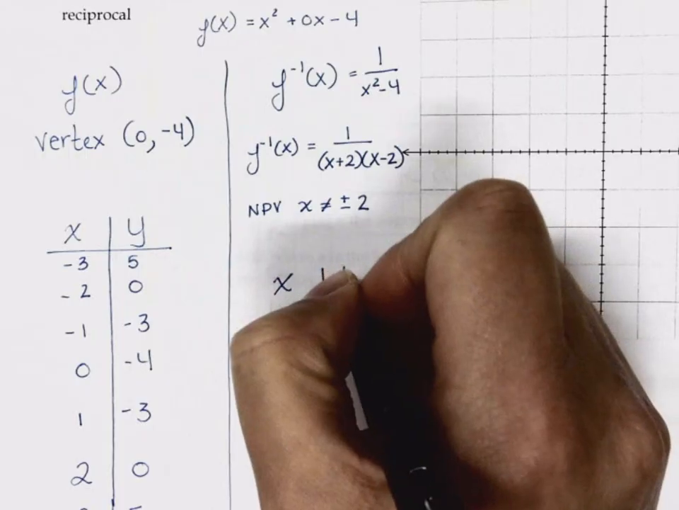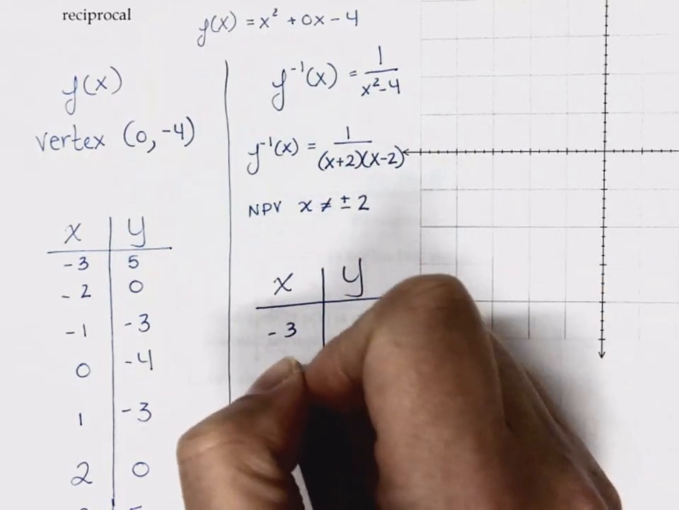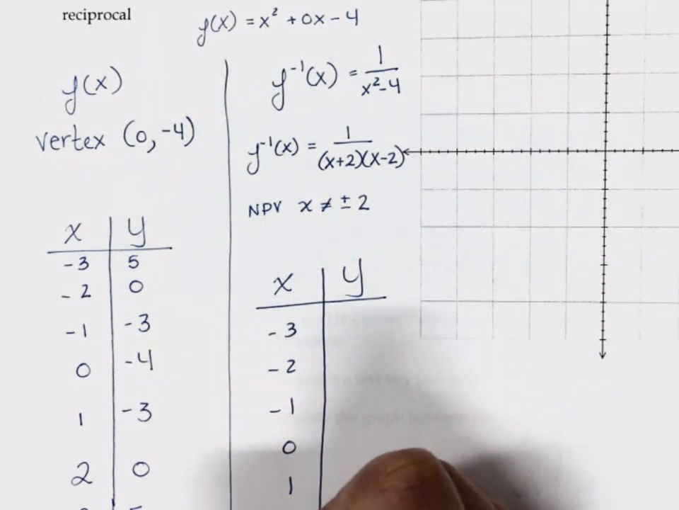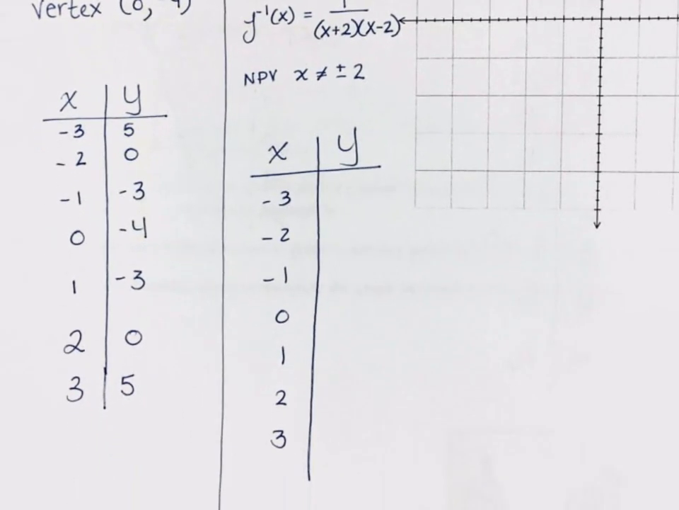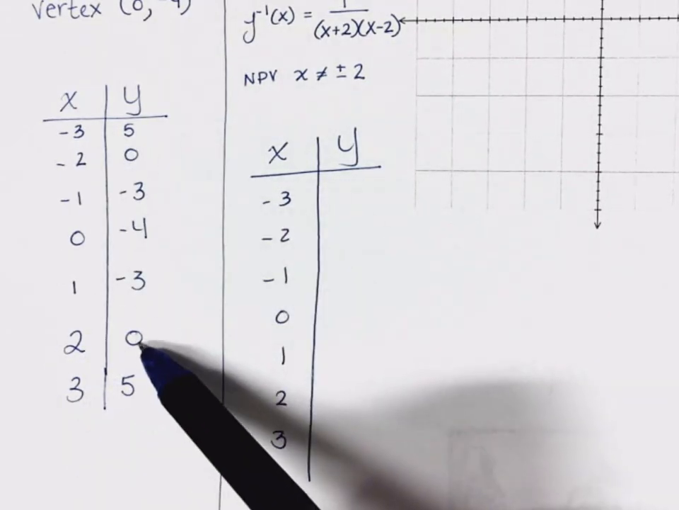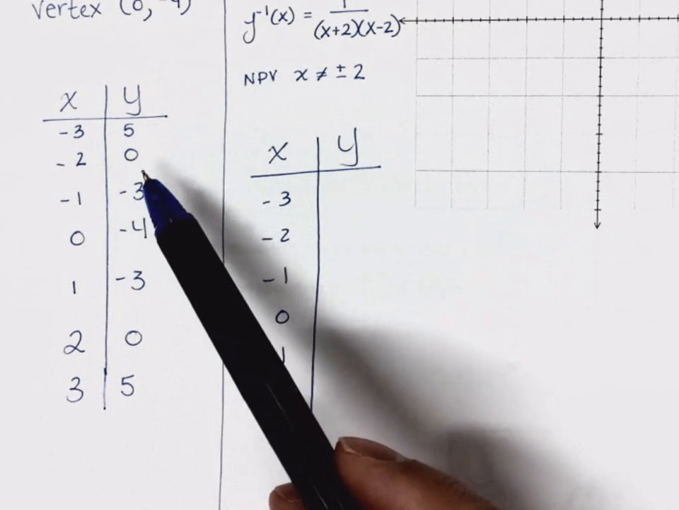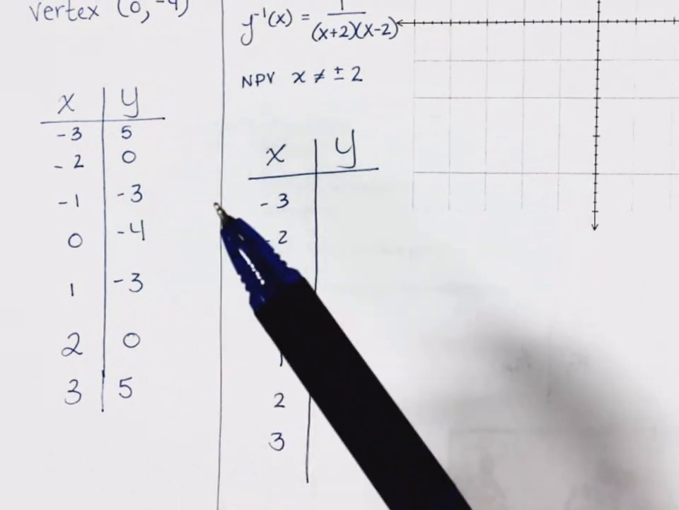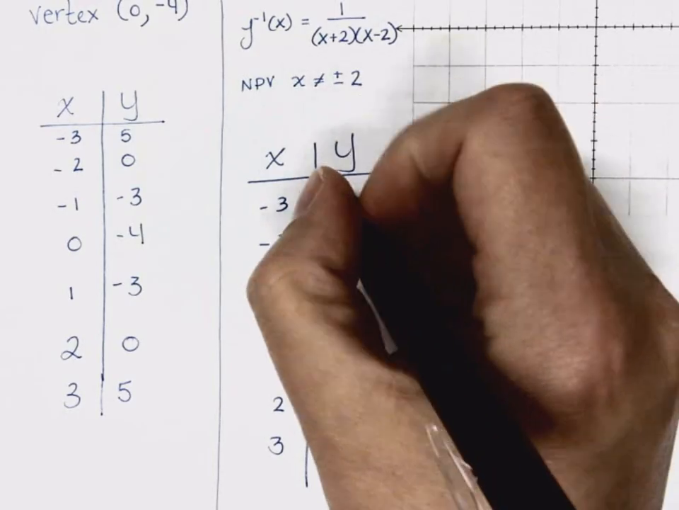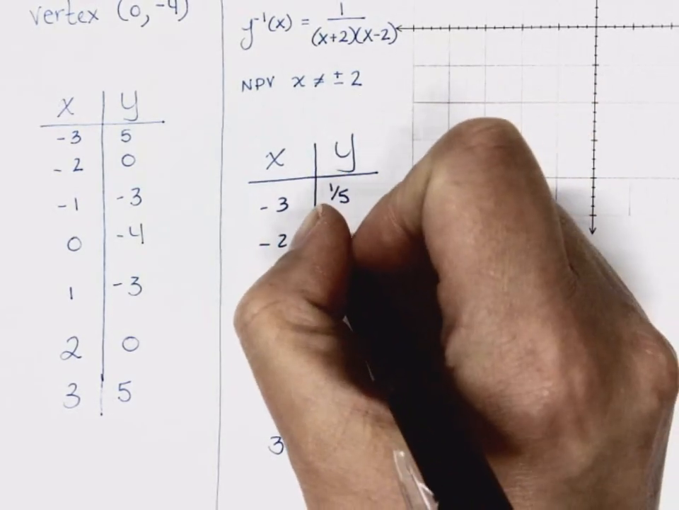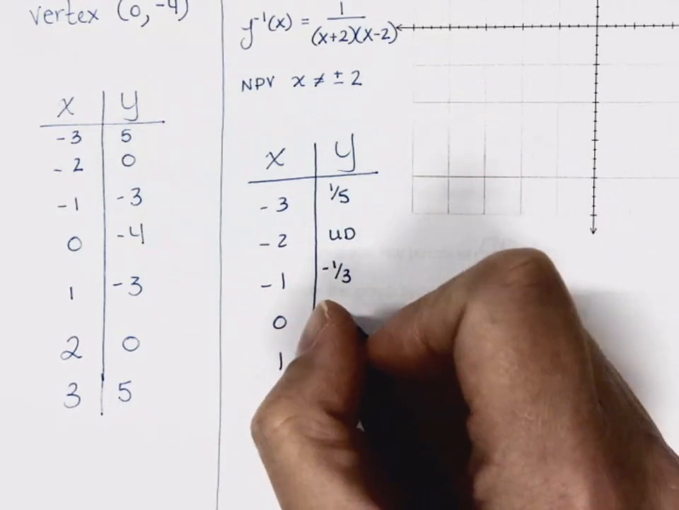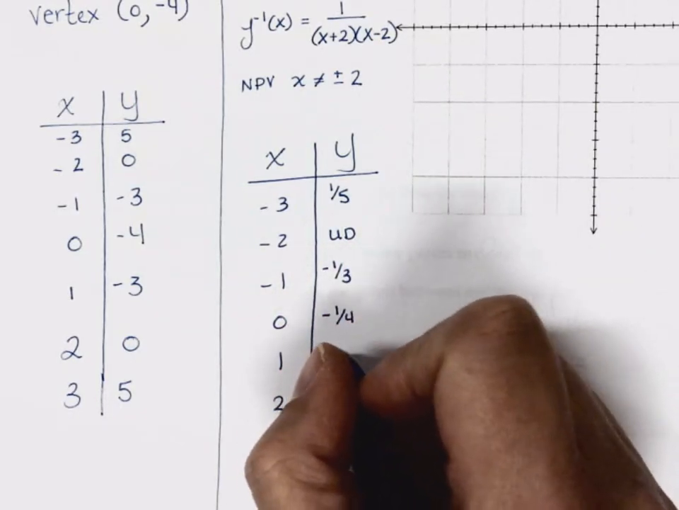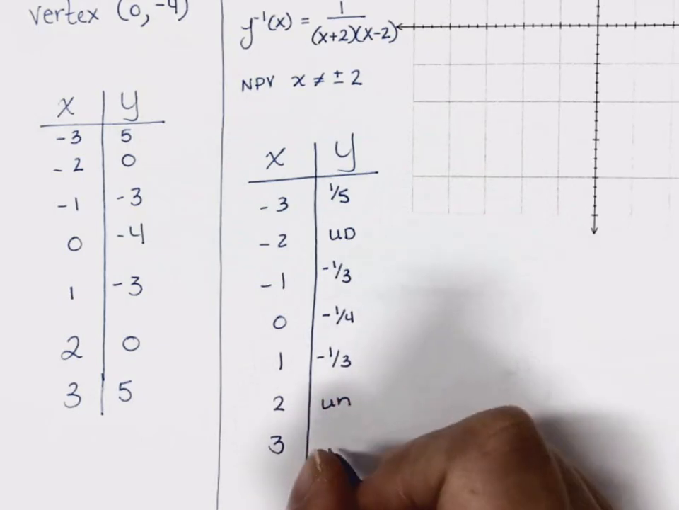All right, so if we do -3, -2, -1, 0, 1, 2, 3. And don't be afraid to add more stuff to your table if you need to. Like I did a 3 because I knew my graph was going to stop at the x-intercept and I just wanted a little bit more above that. And I'm pretty comfortable with it. So that's going to be undefined. That will be a -1/3. That'll be a -1/4, a -1/3, undefined.